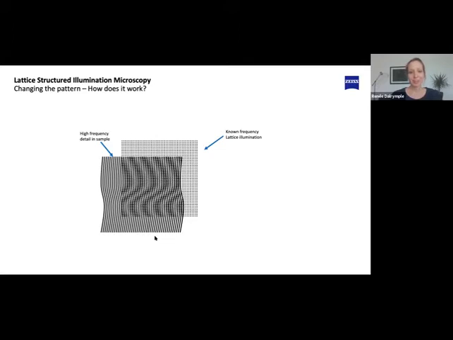And this is a little bit about what that looks like here in 2 dimensions. But you can see that as it shifts across the sample, it works in the same way that we still get the formation of these moire fringes that we can resolve, and we're still able to calculate the super resolution or high frequency information in the sample.